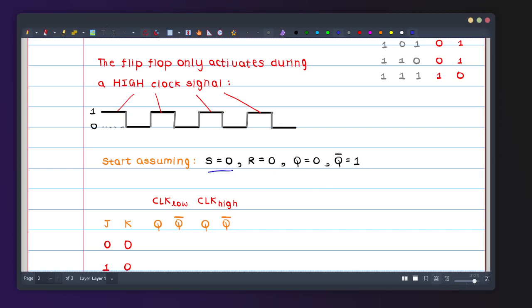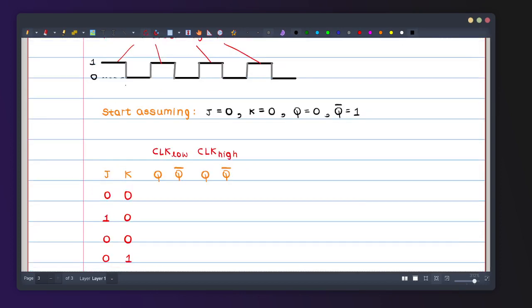Actually, S and R are to be replaced by J and K, but realize and understand that J and K are effectively the same in meaning as S and R, right? J is a set input, K is a reset input. We've just changed the names because it's now referring to the inventor Jack Kilby. Right, so let's fill the table up with this initial configuration.